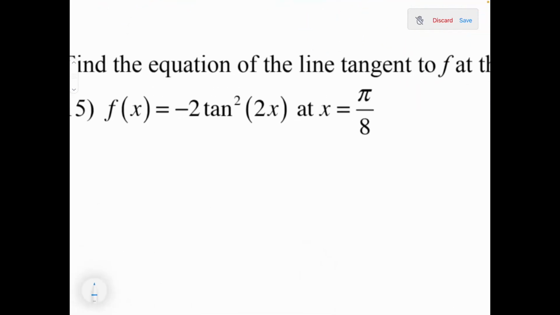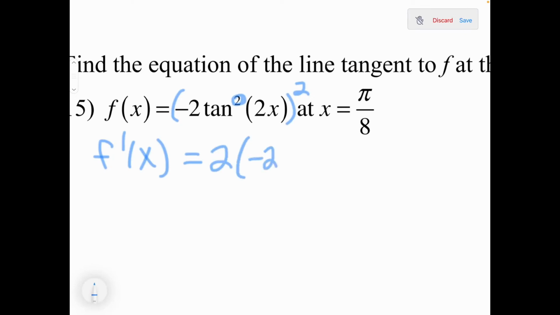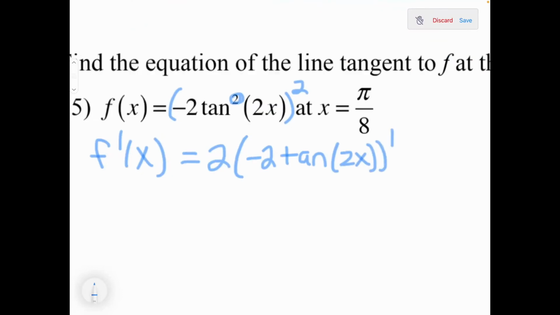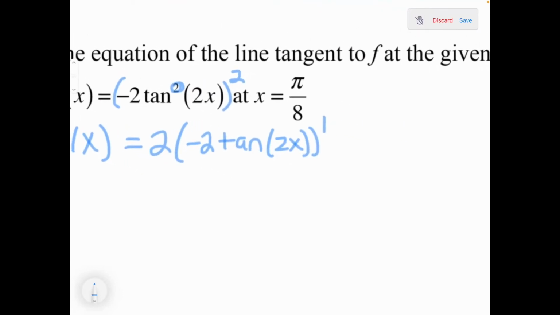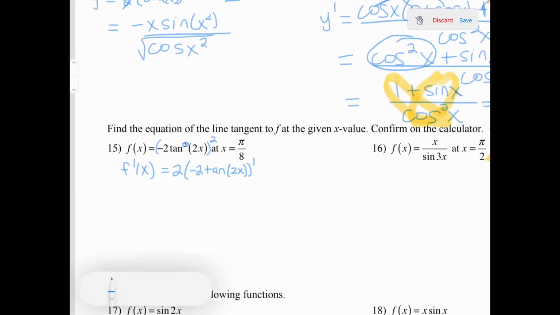All right, so the first thing we need to find is f prime of x. This is really -2, all that raised to the second power. So this would be a power rule. So we get 2 times all this stuff inside the parentheses, tangent of 2x raised to the first power. I messed up. Let me start over.